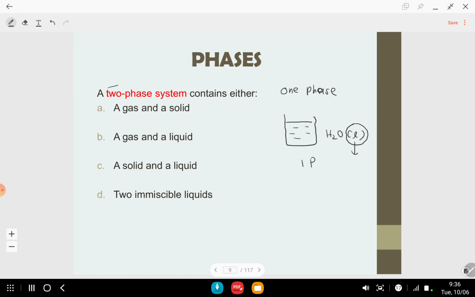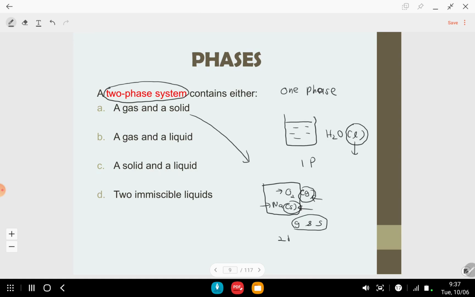Now for the two phase system, a gas and a solid. Let's say in this box, we have O2 gas, and also we have Na solid. Here, instead of looking at the element or compound, we just refer to the state or the phase. Here we have two phases, which are gas and solid. So we have 2P. That is how we identify it.